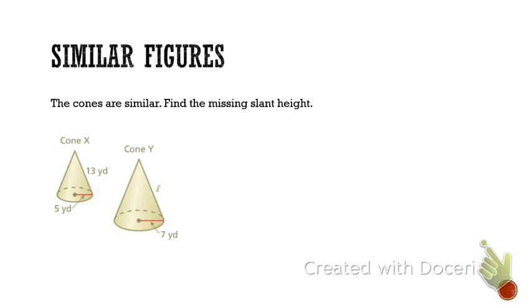All right, 2 more problems and we're done. The cones are similar, so I need to find the missing slant height. There's several ways that you can set up your proportion. Proportions are everything with similar figures, okay? What I want you to do is just make sure you're setting up matching dimensions in your ratio. So that means if you use radius for one, then put it over the radius for the other one. So we're going to say 5 over 7, x over y, equals 13 over L.